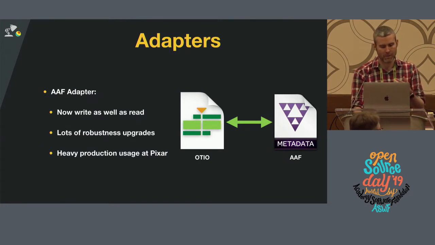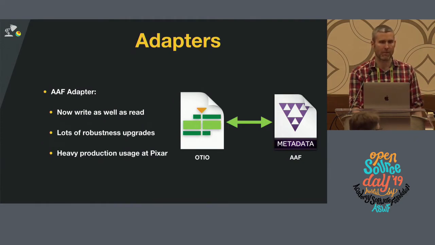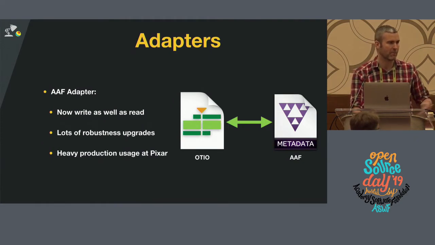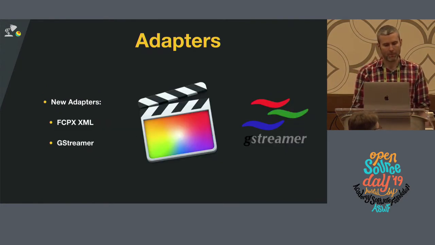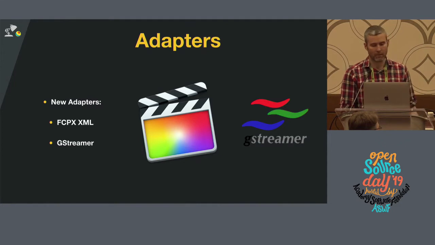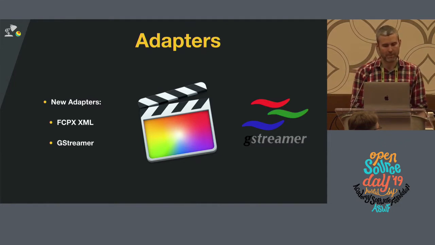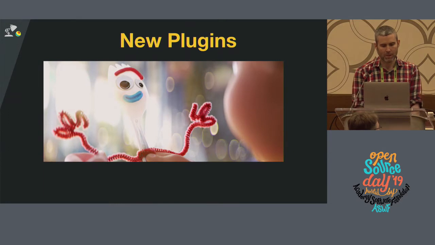And then, of course, as Josh mentioned, that's now been put into pretty heavy production use at Pixar. It's the main interface between our editorial staff and our production departments. Contributed from the community, we've got a Final Cut Pro X XML adapter, and then also a GStreamer plugin that we'll have one of our guest presenters talk about in a little bit. So I'm going to talk a little bit about some of the new plugins we've introduced.